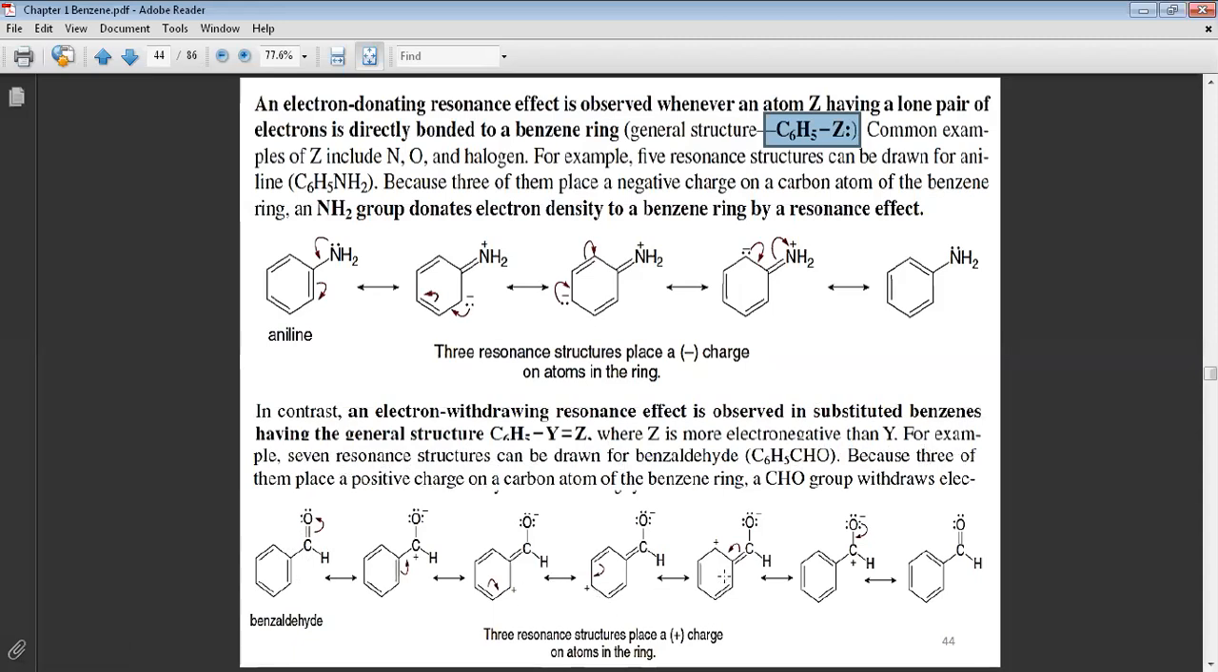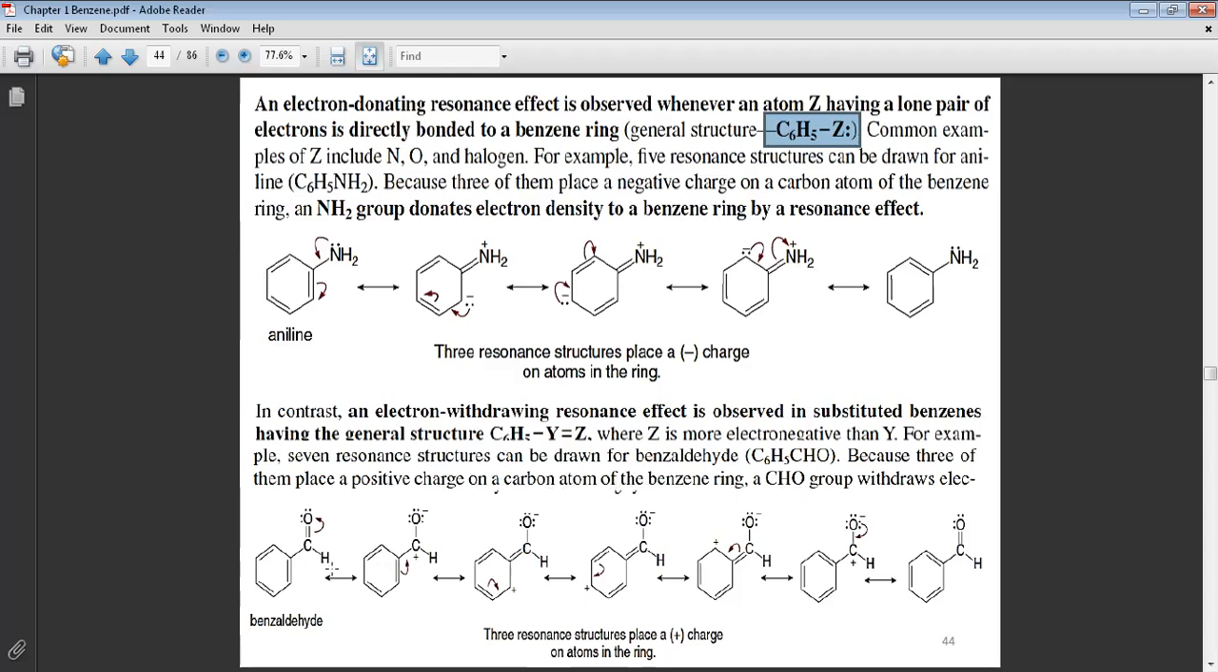Look, we have a positive charge on the ring, but here in this case we have a negative charge. Okay, but here we have a positive charge. If you look at the negative charge, that means this group is donating. If you see a positive charge on the ring, that means this group is withdrawing, because there is a positive charge on the carbon atom of the benzene ring.